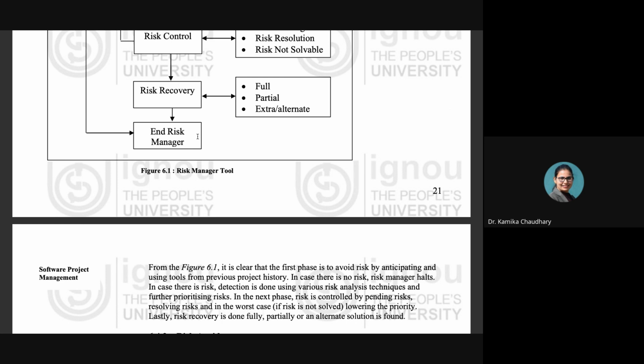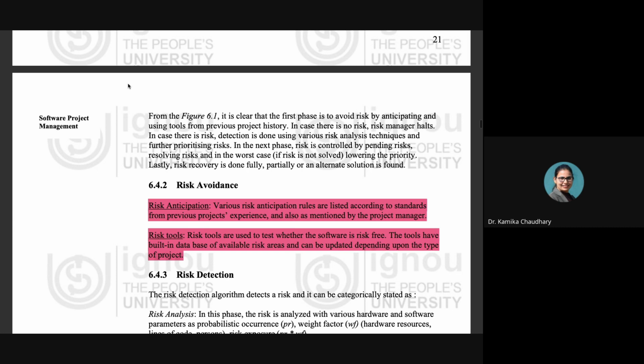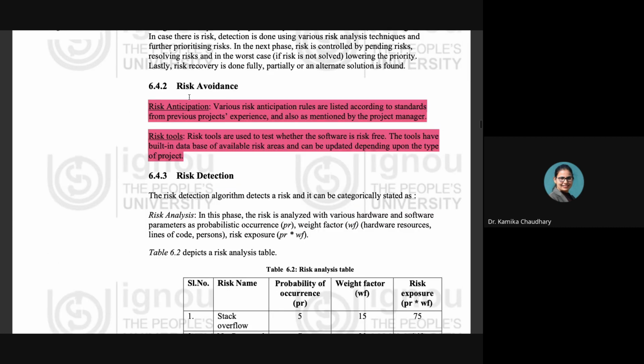Now we are going to read about the avoidance, all these phases. Again, what they are saying to us is that risk avoidance is performed by making use of the risk anticipation and the risk tool. Anticipation is done by seeing the previous projects, the past projects or the historical projects, and on the basis of that experience it is anticipated whether the risk can occur or cannot occur, and it is being done by the project manager only.